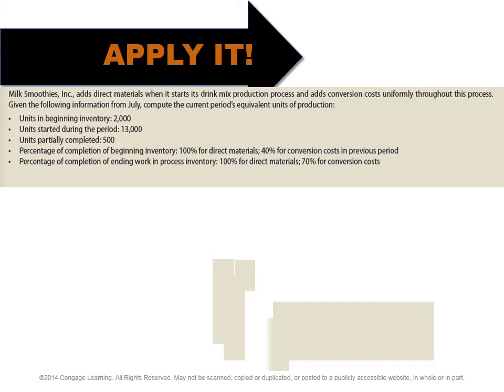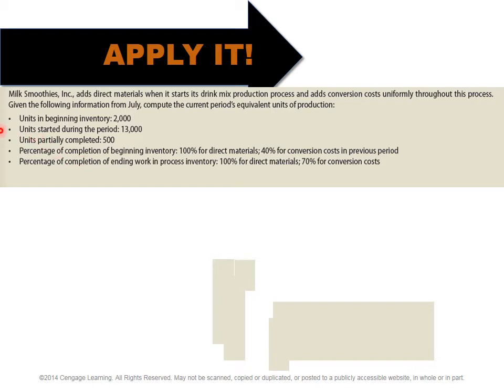Here's a problem that if you want to pause this video and try, see if you've got beginning inventory of 2,000, 13,000 started, 500 partially completed. The beginning inventory of 2,000 has 100% of materials, and here's the trick. And this is where I always wish I had a drum roll or a bell that I could play. So if you're hyper-focused on this, it helps. 40% of those 2,000 units in beginning inventory were converted in the prior period. It's your job to finish them. You have to put the 60% in to finish them. As far as ending work in process, you are accounting for 100% of the materials, and you've done 70% of the conversion costs. A bit tricky.